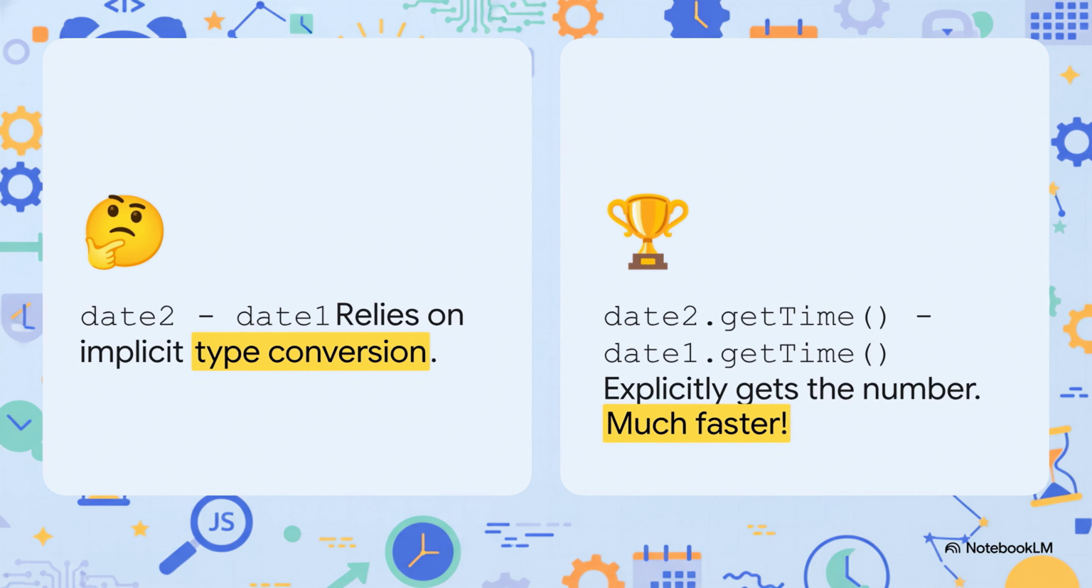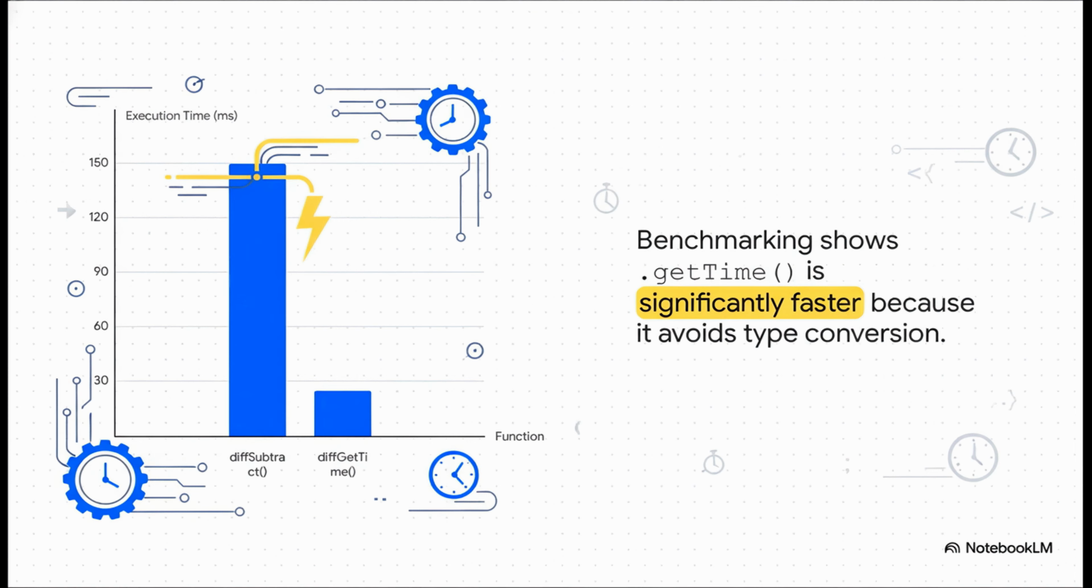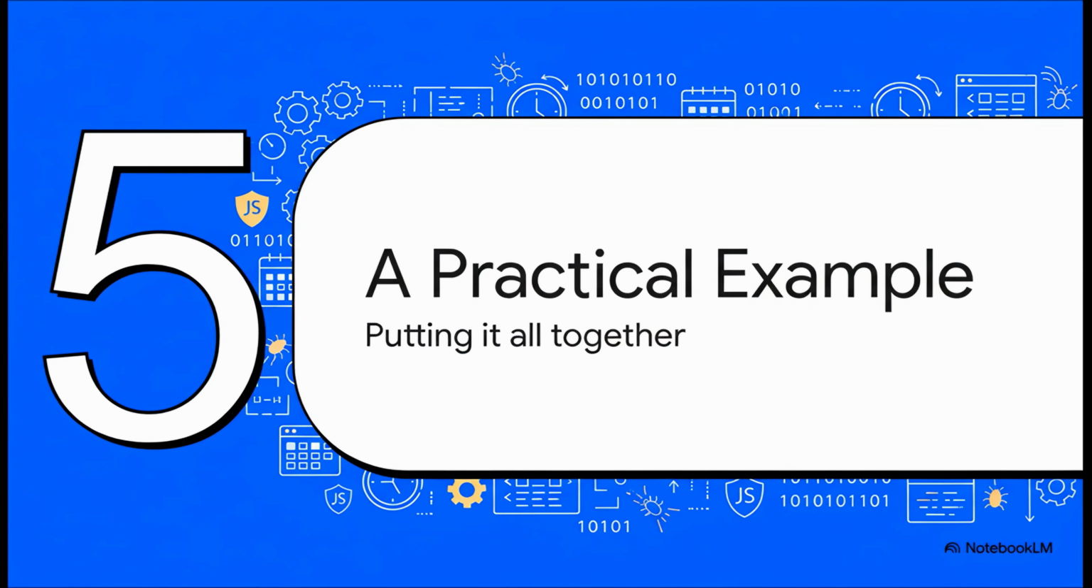So that begs the question, right? When you're finding the difference between 2 dates, is it better to just subtract the objects directly and let JavaScript figure it out? Or should you be explicit and call the .getTime method on both of them first to get the numbers yourself? Well, the results here speak for themselves. Using .getTime explicitly is way faster. By getting the number yourself, you're saving the JavaScript engine from having to do that extra work of type conversion. You can just do the simple math. So the big takeaway for performance is be explicit. It pays off.